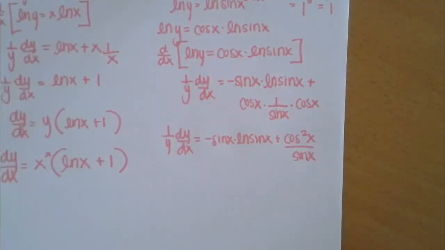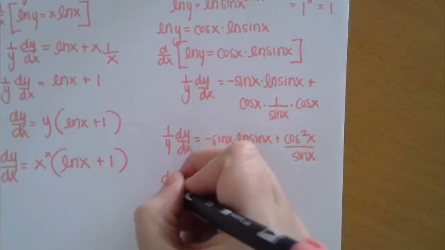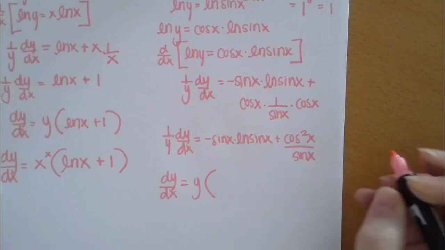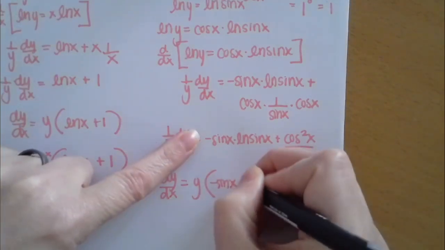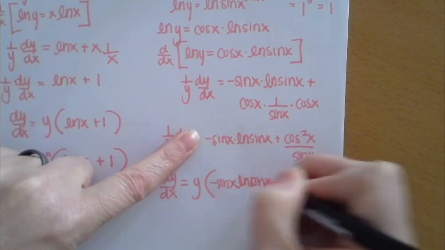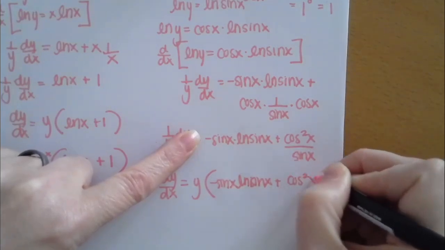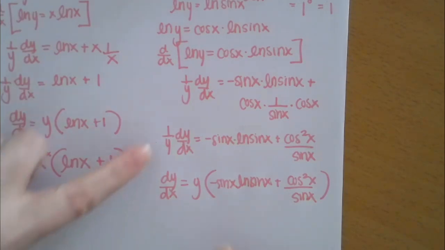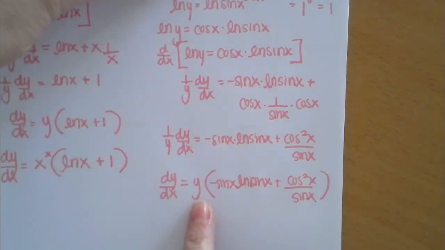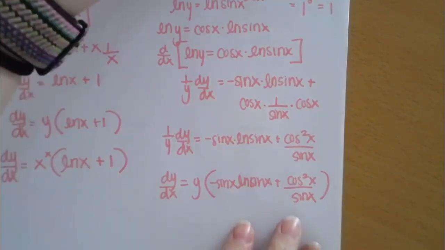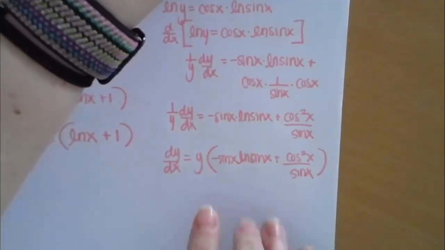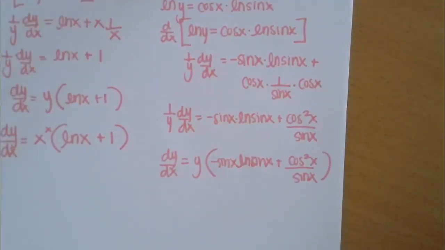So now to get the dy dx by itself, I'm going to say dy dx equals y times all of that right there. So negative sine x, natural log sine x plus cosine squared x over sine x. Now, we can substitute that back in right here, or we could leave it as y, because we already know the y value. It doesn't really matter to me. We can say that y is equal to sine x to the power of cosine x, but I also have my y value already, so it doesn't really matter.